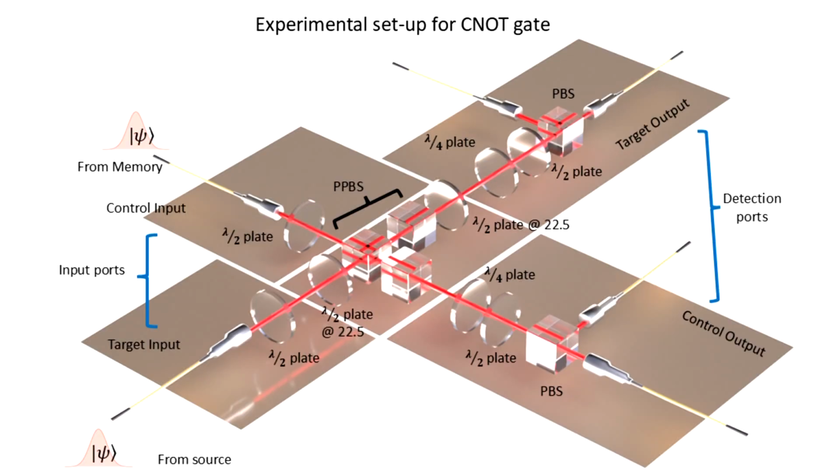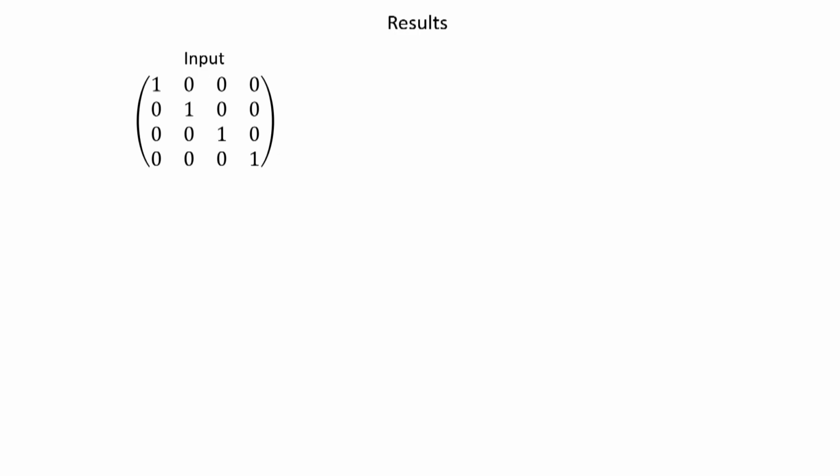This is the experimental setup, but it looks very complex. I'm not going to go into the details of it, but what I wanted to show is that the CNOT gate is being operated using simple linear optical elements. Now let's try to understand the results of what we are doing.